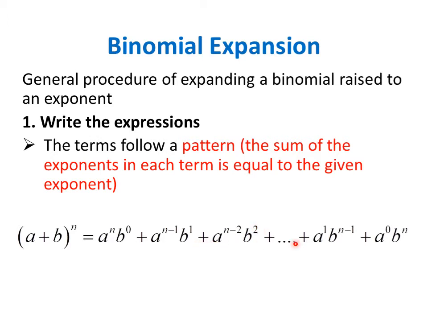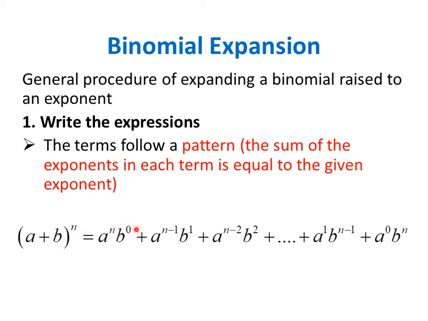So we have to follow that pattern until we reach a to the 1 times b to the n minus 1, and the expansion ends when the expression becomes a to the 0 times b to the n. Now, one thing that we have to remember about binomial expansion is that the sum of the exponents in each term of the expansion is equal to the given exponent. So if we add the exponents in each term, we should get the given exponent.